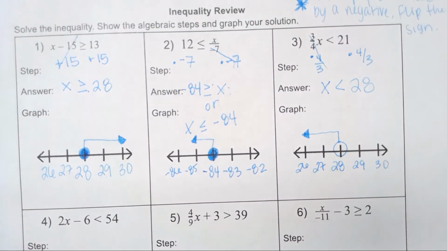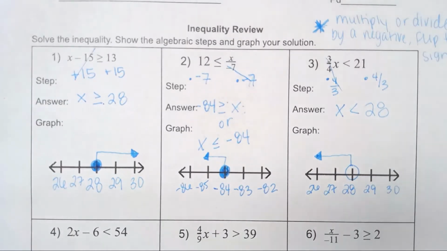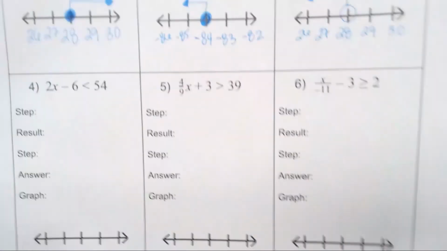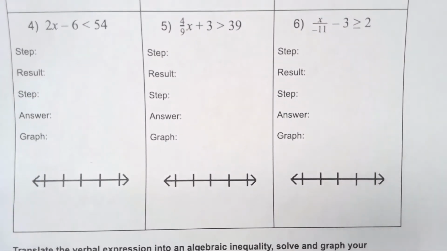So those were one-step inequalities, okay? Pause the video if you need extra time, but now we are going to move on to two-step inequalities. Same thing: you're solving these like basic two-step equations, and then just remember when you multiply or divide by a negative, you have to flip that inequality sign, okay?